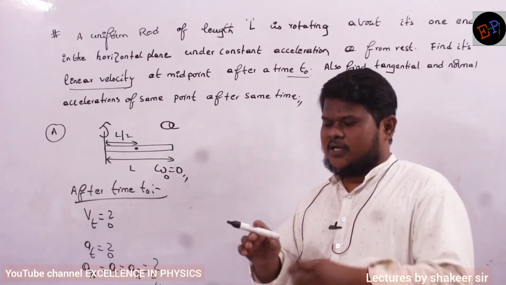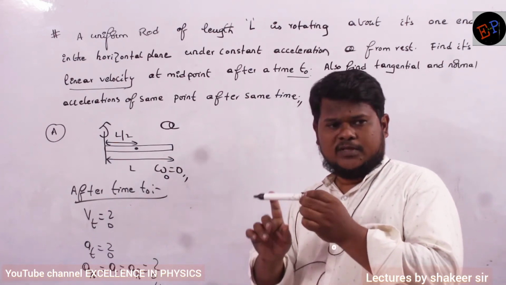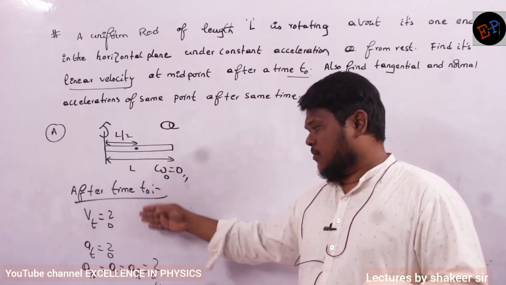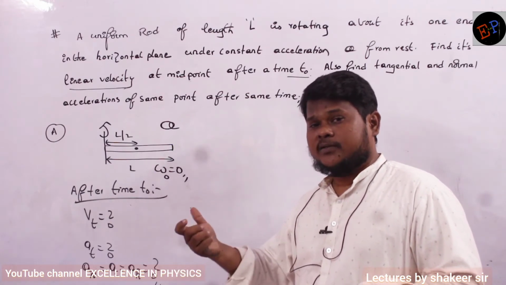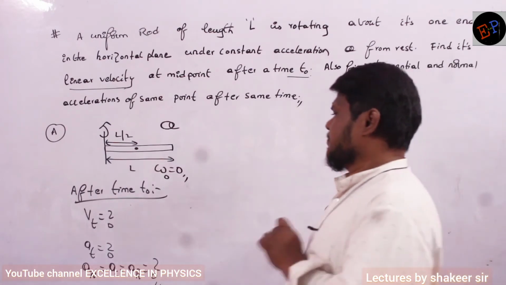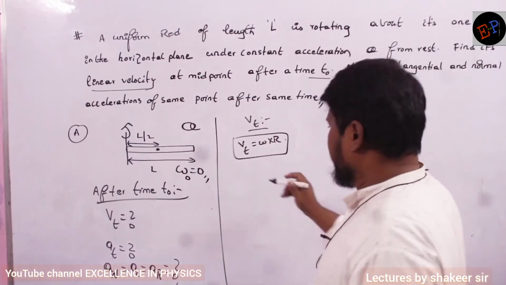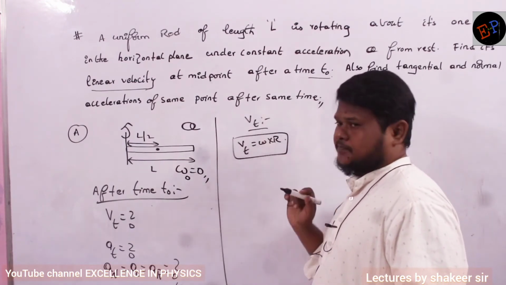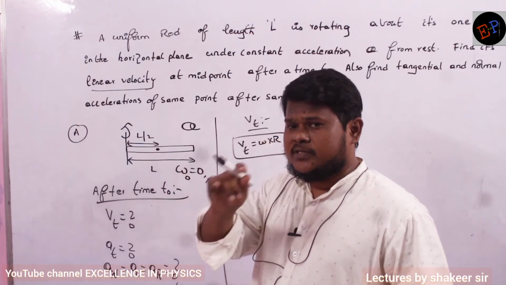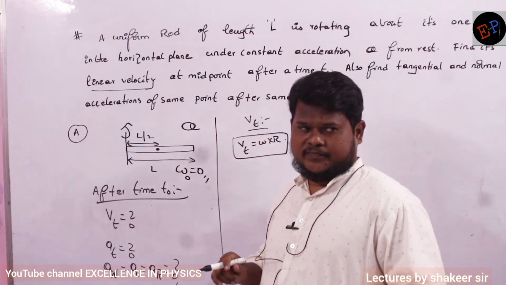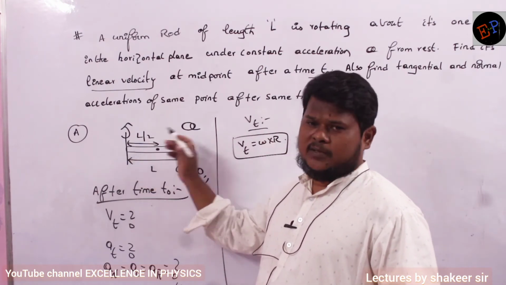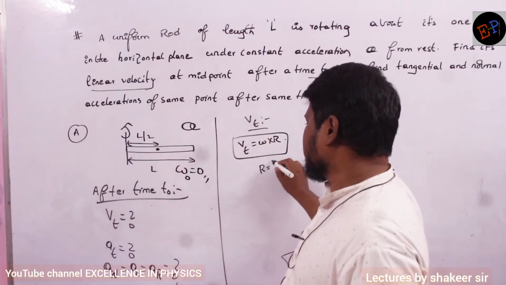The rod is starting from rest position, but it has some angular acceleration, alpha. I want to calculate these values for a point present at the midpoint of the rod. Now see. First, V tangential is equal to omega into r. What is the r value of this point? r means the distance of the point from the axis of rotation. This point is present at L by 2 distance, so r is equal to L by 2.